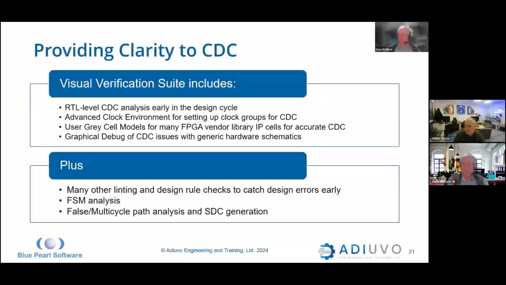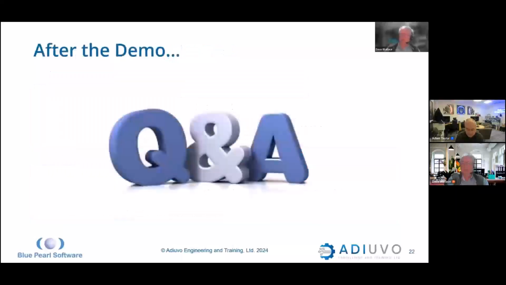We also do things like FSM analysis, false and multi-cycle path analysis, and STC generation. Again, wherever we can add value early in the design cycle to help you get to design closure as quickly as possible. And I believe Adam has a demo, which we are going to go to, and then we'll have a Q&A session after that.